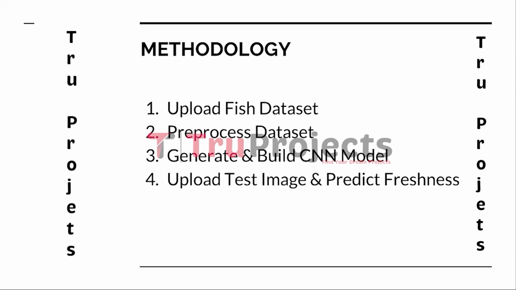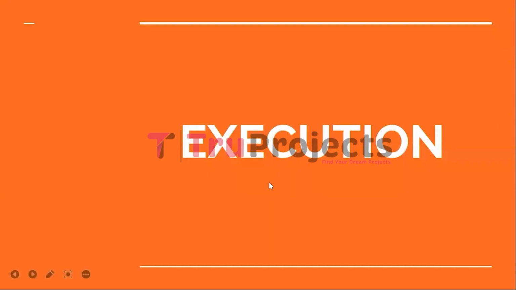In this module, the user can upload a test image of a fish to the application. The uploaded image is then analyzed by the CNN model, which predicts the freshness of the fish based on the learned features and patterns. The prediction may be a classification output, indicating whether the fish is fresh or not. The execution of the project.